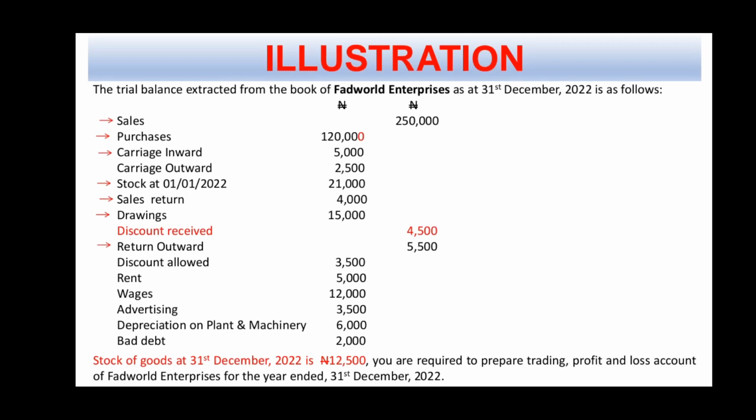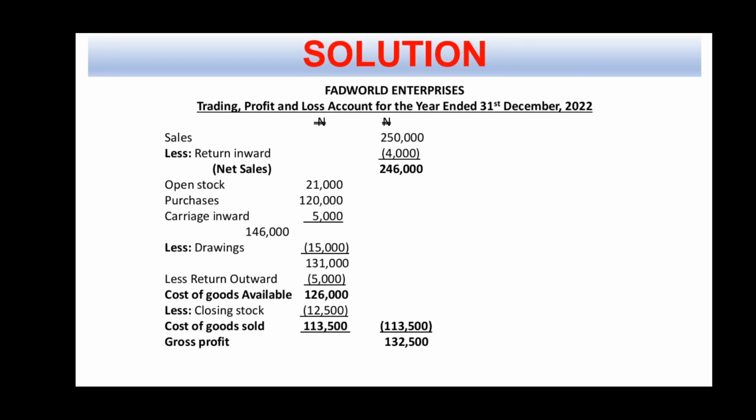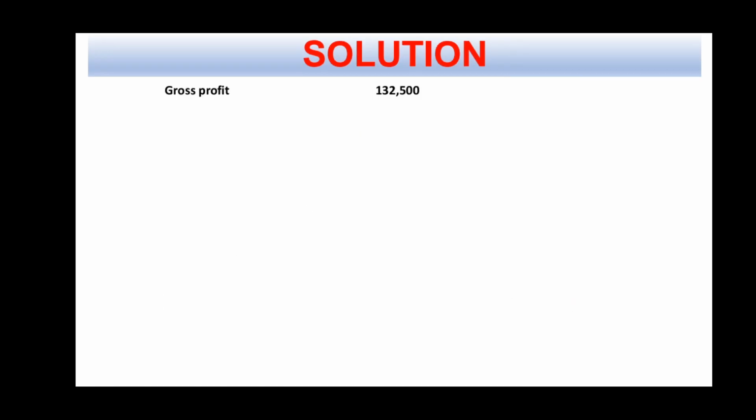So we have discount received. Discount received, just like I said, any other income will be added to the gross profit. Discount received means discount that the business received from their supplier, which is 4,500. It's an income that will be added to the gross profit. So let's continue on the next page. We have our gross profit 132,500. So discount received 4,500, we are going to add that to it.